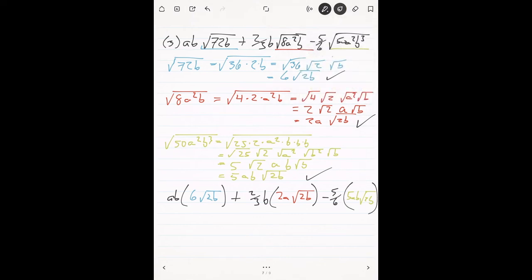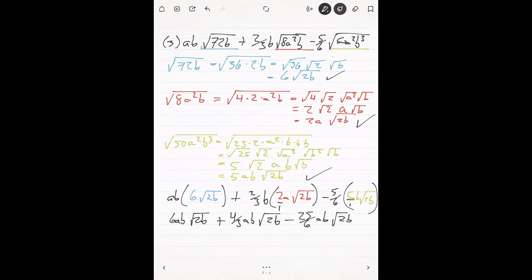All right, now that we have everything here, all we have to do is simplify each of these down. All we got to do is perform a little bit of multiplication. So we end up with 6ab times the square root of 2b plus, let's see, 2 times 2 is 4, so it's 4/3 ab root 2b minus, let's see, 5/6 times 5. Remember, these are like 5 over 1 and 2 over 1. So 5/6 times 5 over 1 is 25 over 6 ab root 2b.